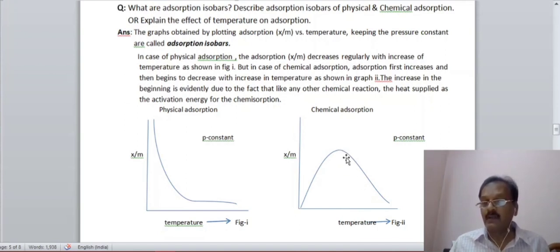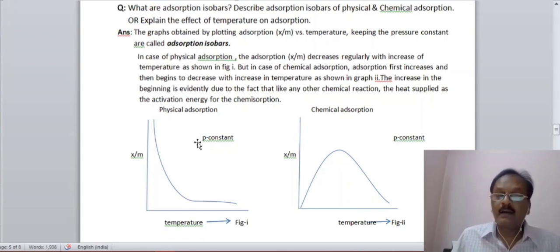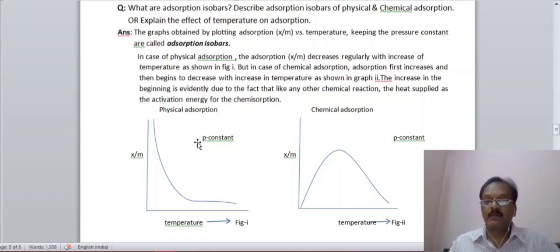After this temperature, the energy supplied to the system is more than what is needed for adsorption. Slowly the molecules from the surface of the adsorbent go on desorbing, so the adsorption goes on decreasing with further increase of temperature, after the peak in the graph. So this is how we can see the effect of temperature on the adsorption of a gas or a liquid on the surface of an adsorbent. These are the two important graphs you can see.